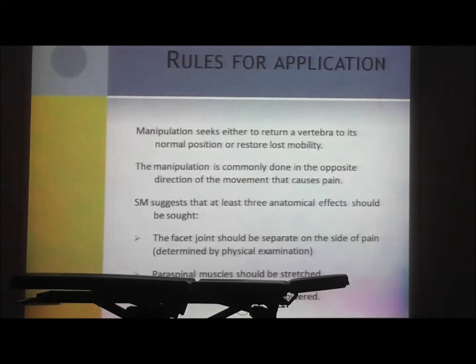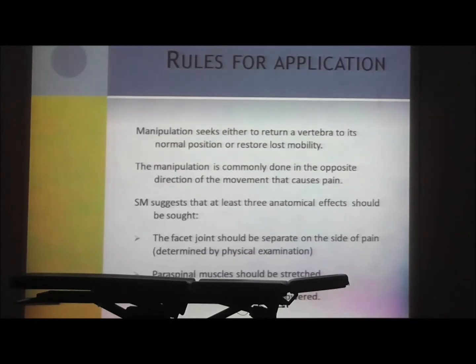Okay, here are some rules for manual therapy or manipulation. It seeks either to return the vertebra to its normal position or to restore the lost mobility. It means, what is the purpose of doing this manipulation? The purpose is to normalize the position of the vertebra or to restore the lost mobility because of the limitation, whatever the cause was. The manipulation is commonly done in the opposite direction of the movement that caused pain. It means that if the pain is on the right side, I should do mobilization or manipulation toward the left side.